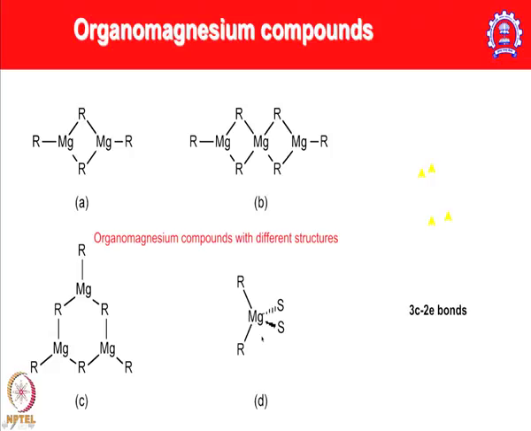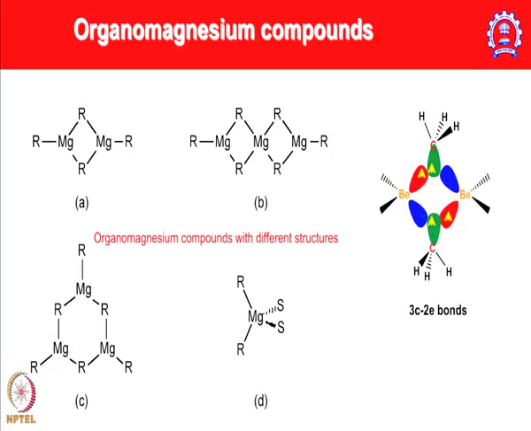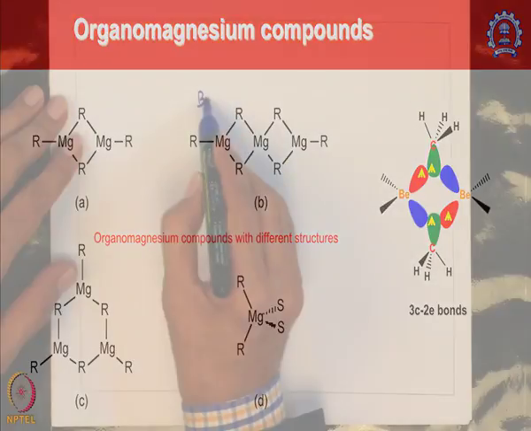And when we have this kind, they are essentially 3 centered 2 electron bonds. I will show you how 3 centered 2 electron bonds can be realized in the case of beryllium carbon compounds or beryllium hydride compounds. I am taking here the dimethyl beryllium compound.